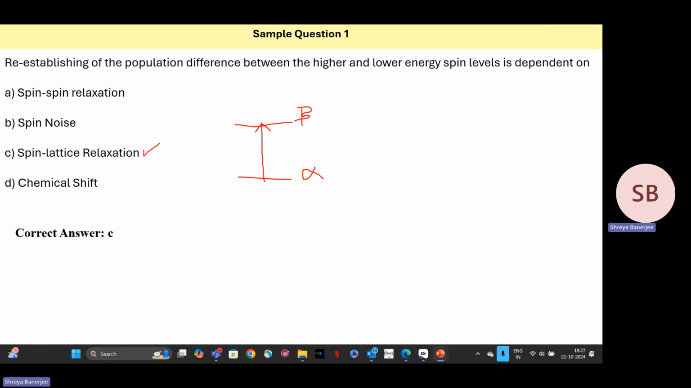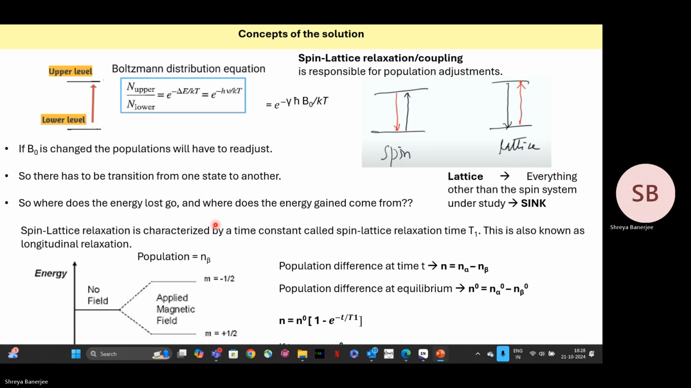So how I will do this class is I will solve the question and then I will briefly discuss the concept also. So you will get a revision of the concepts also. So we will just look at spin lattice relaxation. So in NMR, for spin half, you have two levels, the lower level and the upper level. And there is a population difference between the upper and lower level that is defined by the Boltzmann distribution. So the population in upper divided by population in lower is e to the power minus delta E by kT, where delta E is this energy difference.